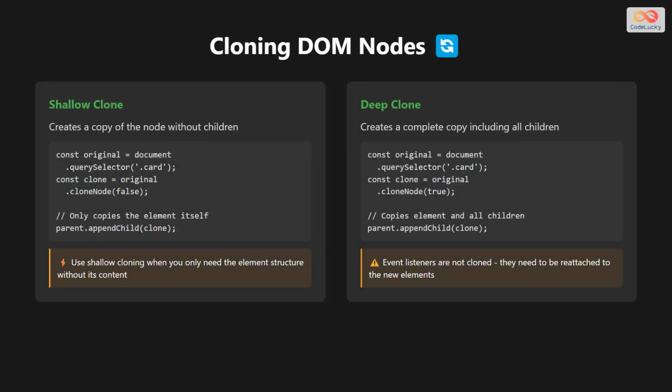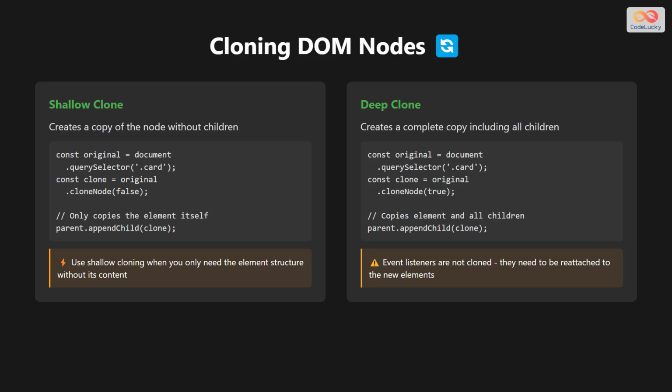Sometimes you need a copy of existing nodes. This is where cloning comes in handy. There are two types of cloning, shallow clone and deep clone. A shallow clone creates a copy of the node itself without any of its child nodes. You can create a shallow copy by using cloneNode with a value of false. Use shallow cloning when you only need the element structure without its content.